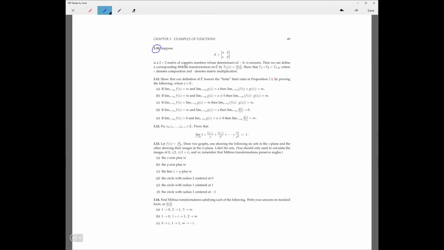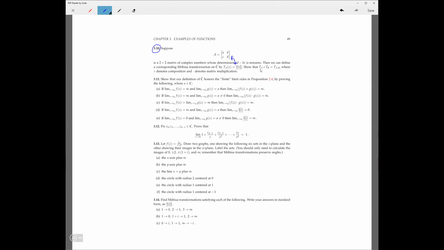You have this matrix here, it's a 2 by 2 matrix of complex numbers whose determinant is non-zero, then we can define the corresponding Mobius transformation by this, okay? So you can see there's a one-to-one correspondence between this matrix and the Mobius transformation. So what you want to show is that T sub A composed with T sub B is equal to T sub A times B. So let's see.